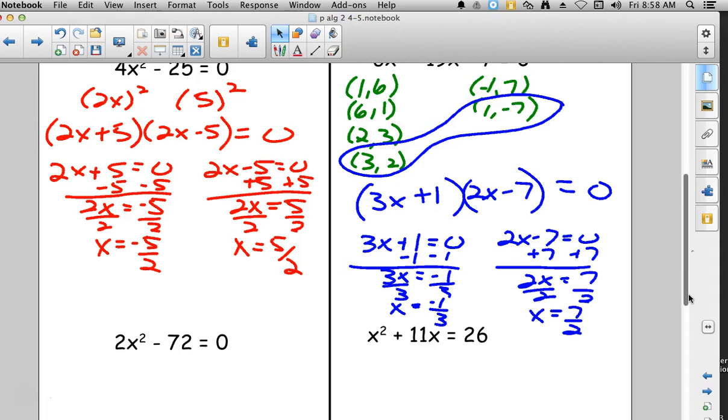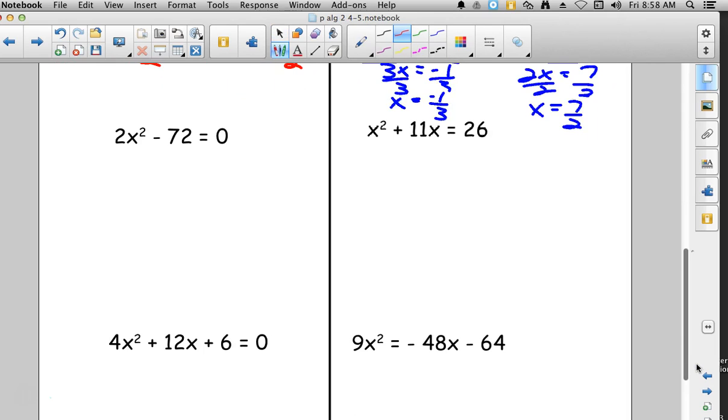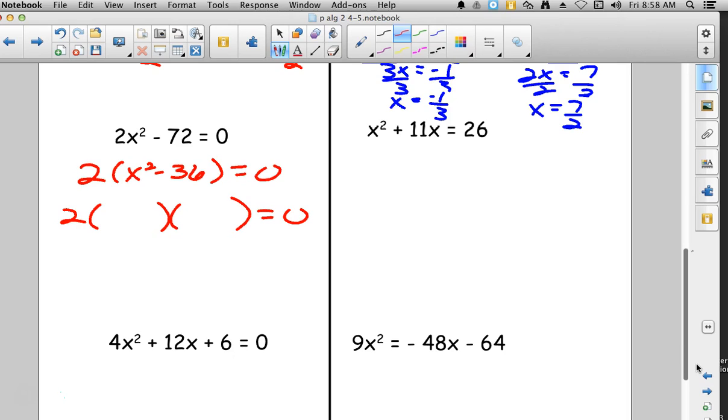All right, next one up. 2x squared minus 72 equals 0. Well, it equals 0. That's good. Got something we can take out of there? Oh, yeah, we do. What are we taking? Taking a 2. Ooh, I think what we see in the parentheses there now is supposed to be something really quick and easy to factor. Why? Perfect squares.